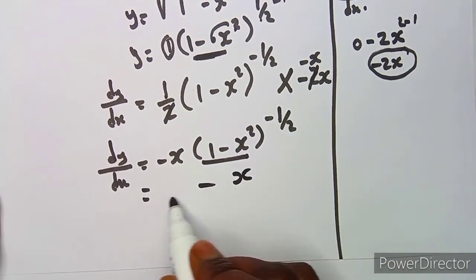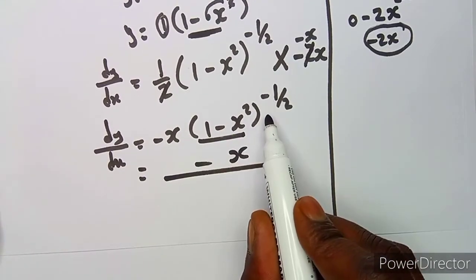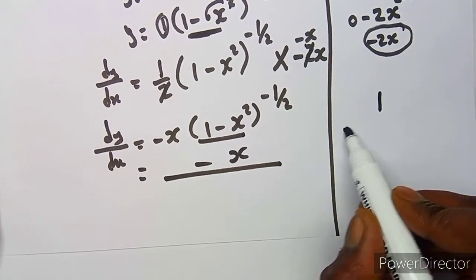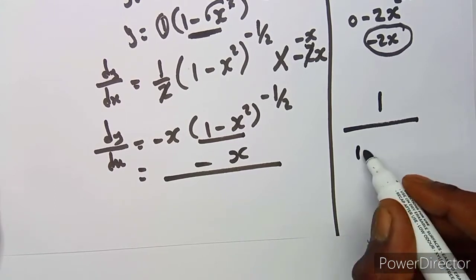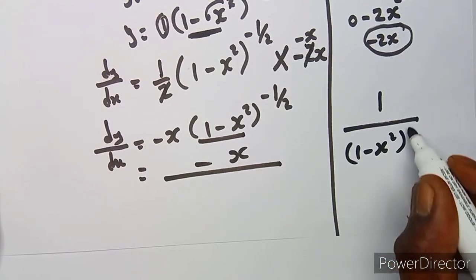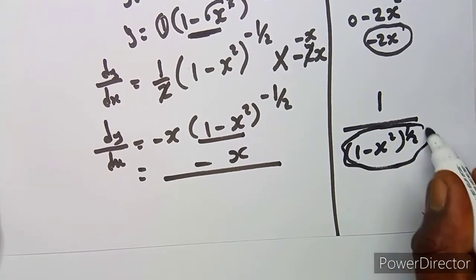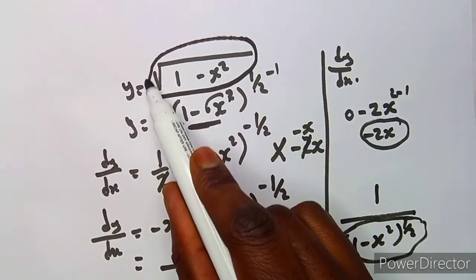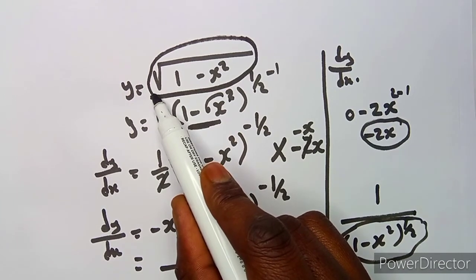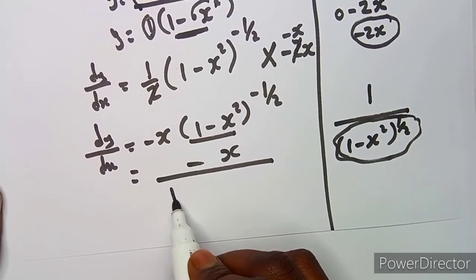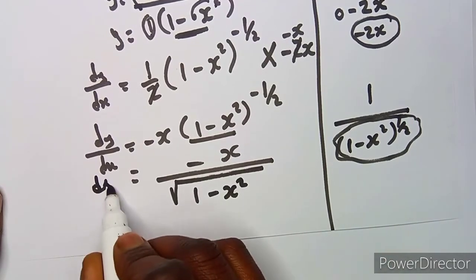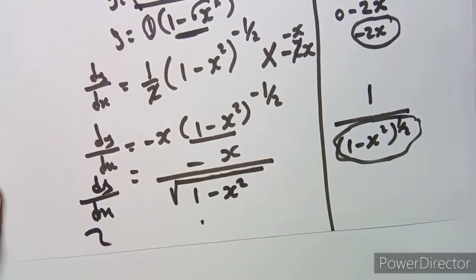So it's minus x over, the moment I drop the negative exponent, it is going to be 1 over 1 minus x squared to the exponent of a half, which is the same as the square root of 1 minus x squared. Remember, this is where we took it from. So that's your dy dx, guys, just like that.